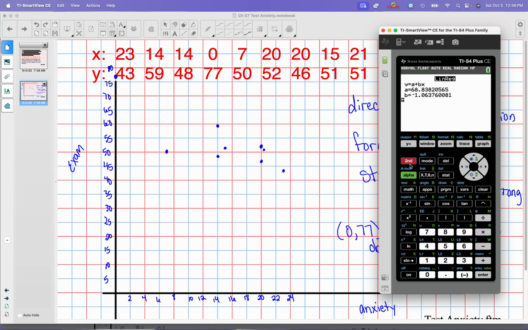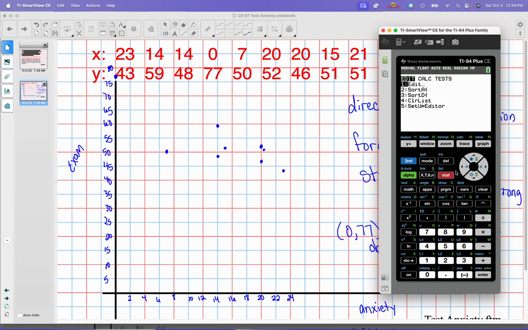You're going to hit second, and then the 0 for catalog. Then you're going to select the D, the x to the minus 1 key, and scroll down till you get to what's called diagnostic on, and select that. And it says done. You only have to do this once unless your battery or calculator loses all of its power and you have to reset it.